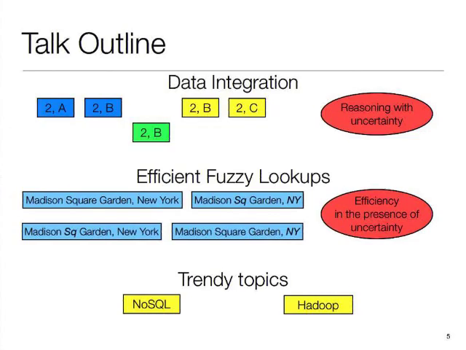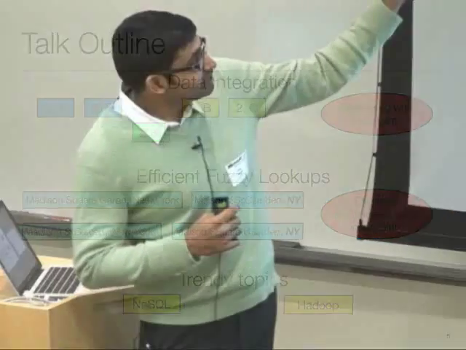So with this, the talk outline is, in the first part of the talk we'll talk about data integration, which was about reasoning with uncertainty as we saw in one of the slides. The second part will be to deal with efficient fuzzy lookups, which is work I did at Microsoft Research with Raghav and Arvind. And then I'll just have one slide overviews of some work I've done on trendy topics to promote discussions.